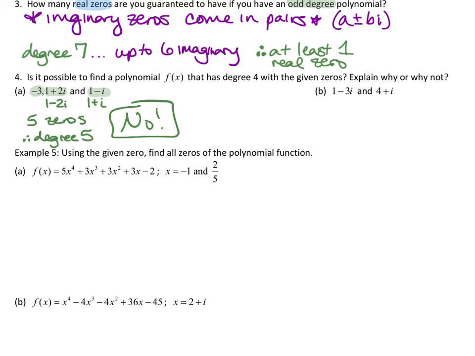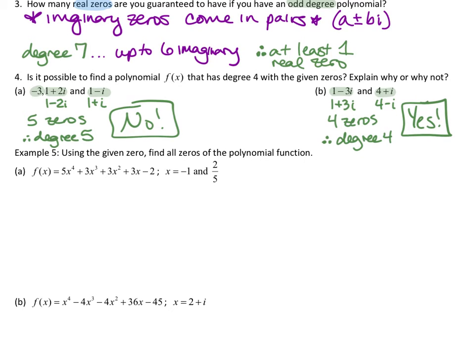If you look at B, it shows us that we have the zeros 1 minus 3i and 4 plus i, but you have to know that that's also 1 plus 3i and 4 minus i. That's a total of 4 zeros. Therefore, this has to be a degree 4 function. So yeah, this one should be a degree 4 function.